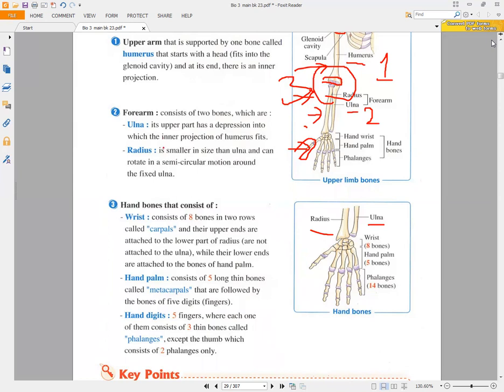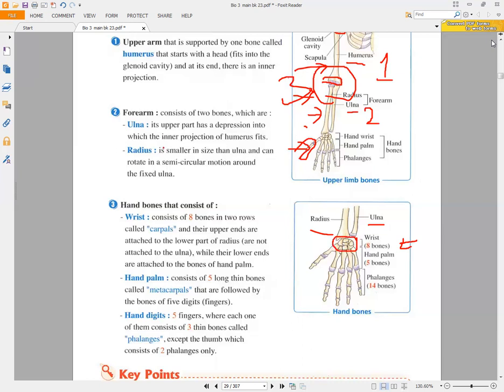They would be attached firmly, okay? So if I ask you about the ulna, from the upper part it fits to the projection of the humerus, okay? And if I ask you about the radius, it fits to the wrist bones, okay? If I ask you about the total number of bones present in the wrist, if you look here, you will find that the wrist consists of 8 bones. So here in this part, we will have 8 bones, okay?